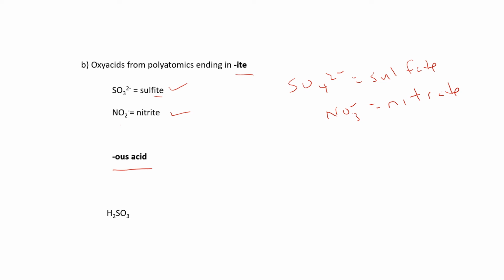So for instance, H2SO3 is sulfurous acid, and then the last one, HNO2, is nitrous acid. So again, these two are a little bit less common than something like sulfuric acid or nitric acid, but you still see these from time to time.